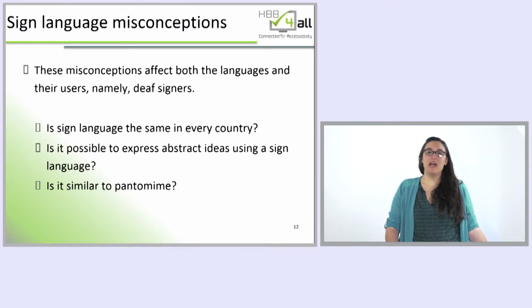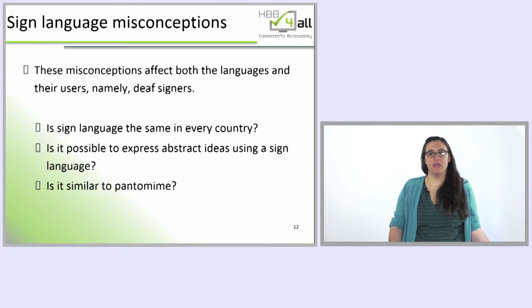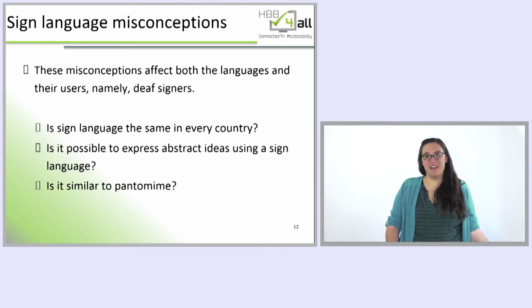Now, we will talk about sign language misconceptions or preconceptions that affect both the languages but also their users, namely deaf signers or deaf sign language users. So, for example, maybe you're wondering why I'm using sign languages in the plural. Maybe you're thinking that sign language is the same in every country. And maybe you're wondering, after the question you just answered, whether sign languages can only express concrete ideas and not abstract ideas. Or maybe you're thinking, is it really a language or is it closer to pantomime or mimicking? So we will try to talk about these issues involving sign languages and their uses.